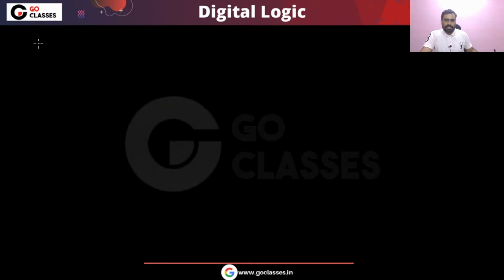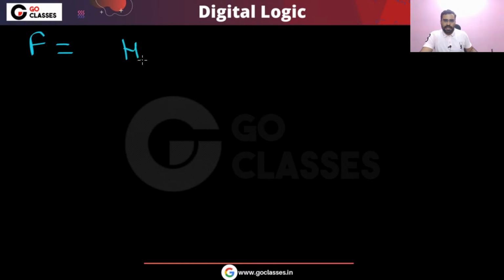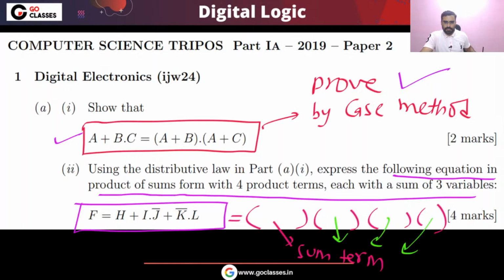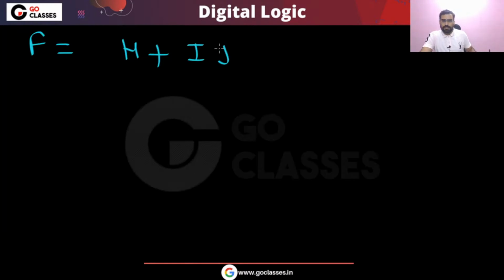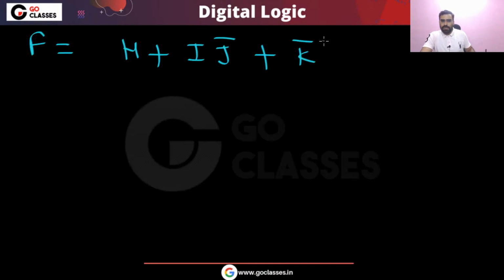So let's express this. This is not very hard. F is given as H or I J bar or K bar L or K bar L. Let's solve this, it is very simple. So how will you do this?